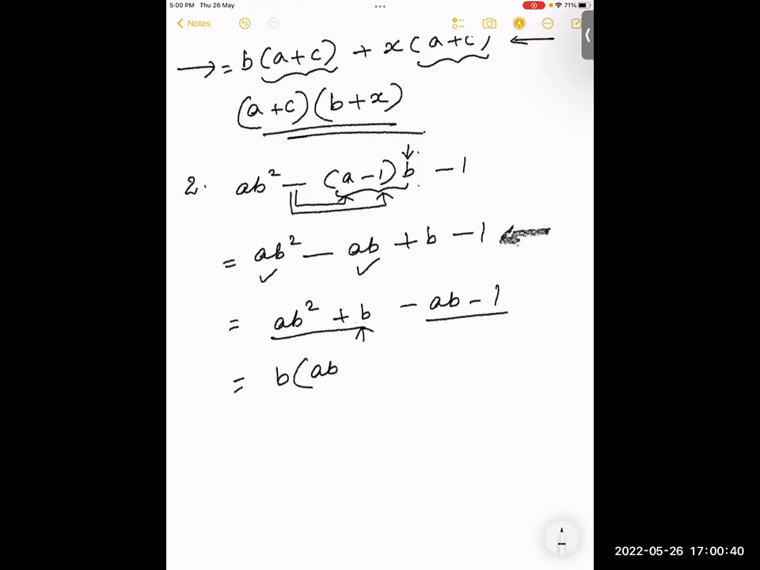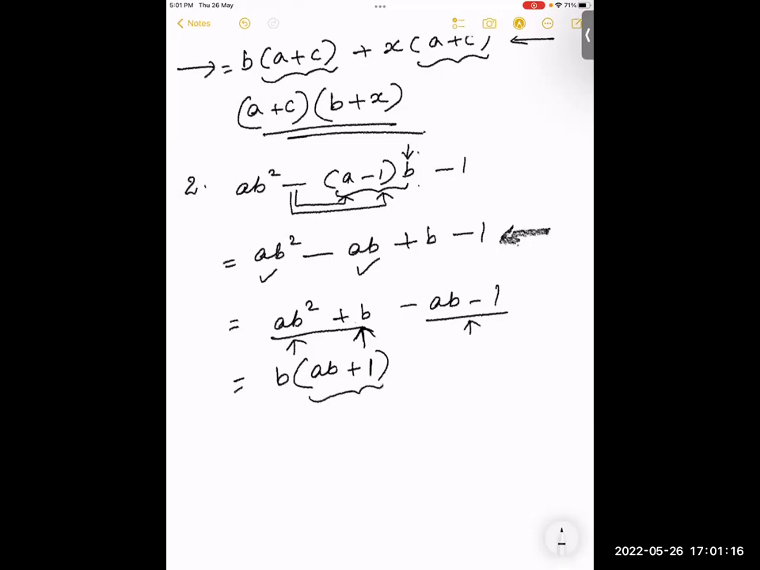If I take B out from this term, what you said is correct, I will get AB. If I take B out from the other term, what is left? Nothing is left. Nothing means 1, not 0, because 0 into B will be 0, and we don't want 0. This term was B, right? So you will be writing AB plus 1. Got it? Now here I have both negative.